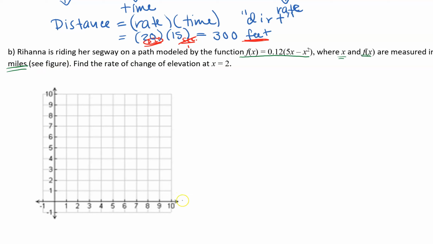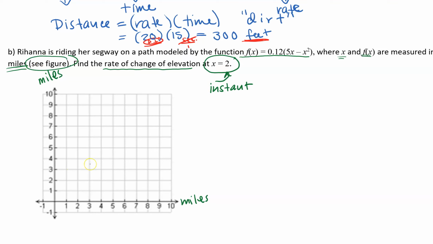So my x-axis is representing miles, horizontal miles. My y-axis, or f of x axis, is representing miles as well, so probably vertical miles. So this is helping us see her elevation as she travels horizontally. This wants us to find the rate of change of elevation at the instant, right, which is 1 point, when x is 2.